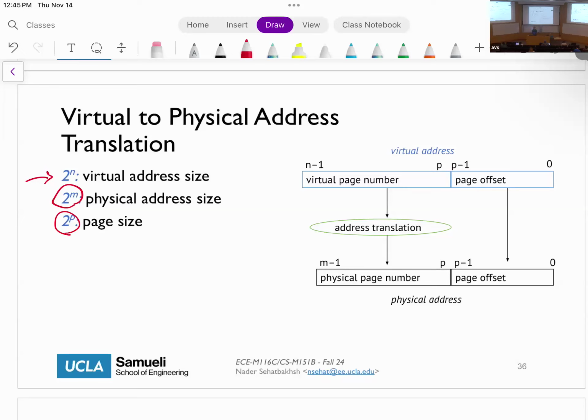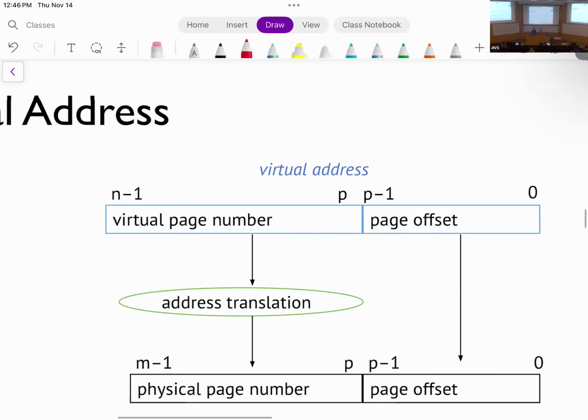Okay. But again, depending on the operating system, you can change this number as well. There's not a specific rule that enforces that this has to always be 12. It could be other numbers, but typically it's 12. Okay. So based on this, we're going to have a virtual address like this.